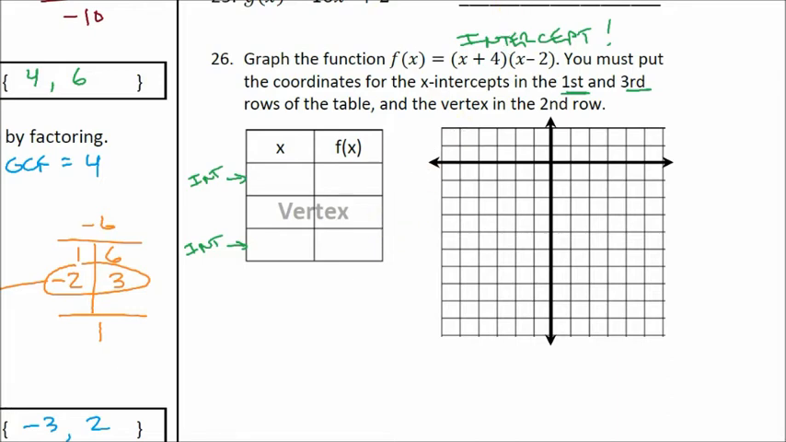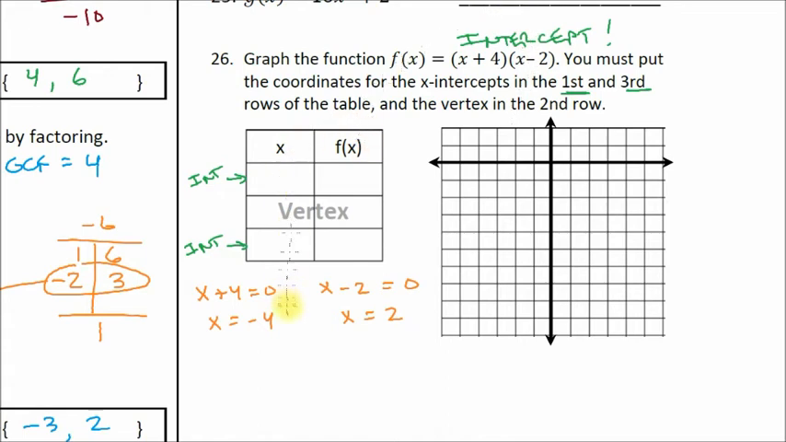Well, let's find our x-intercepts. Remember how we do this. All we got to do, since we know that y has to be 0 for x-intercepts, we have to figure out what value of x can change the first binomial to 0, or what value of x can change the second binomial to 0. For the first one, subtract 4 from both sides and you get x equals negative 4. For the next one, add 2 to both sides and you get x equals positive 2.